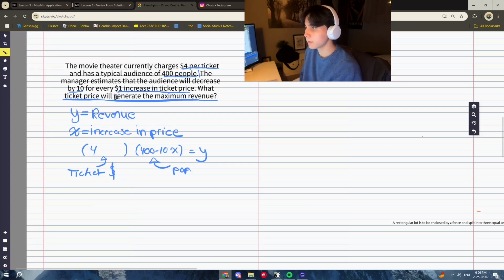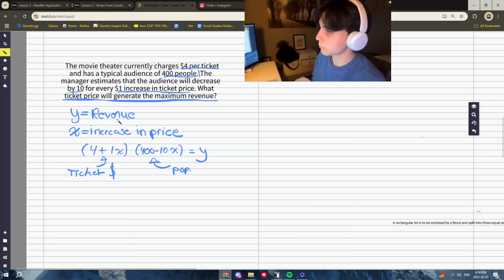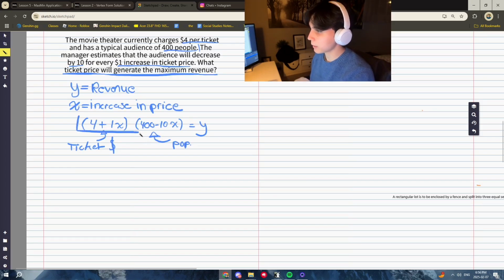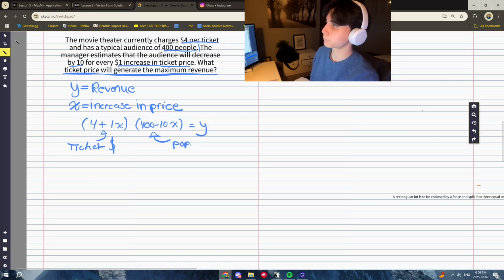In our second bracket, it says it will decrease by 10 for every $1 increase in price. So we have to do plus 1 since the increase is going to be $1. And we're going to have 1 times x. So that's going to represent how many times the price is increasing by. And yeah, so this bracket is your ticket price. This one's your population. Multiplied together, they should give you your revenue. So I just want you to remember these two things.